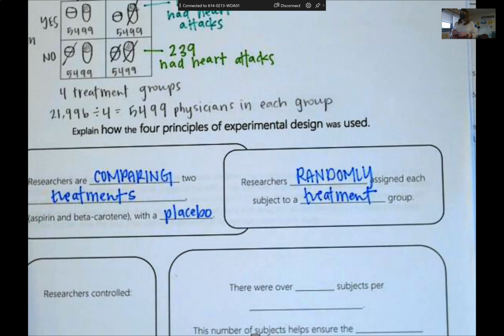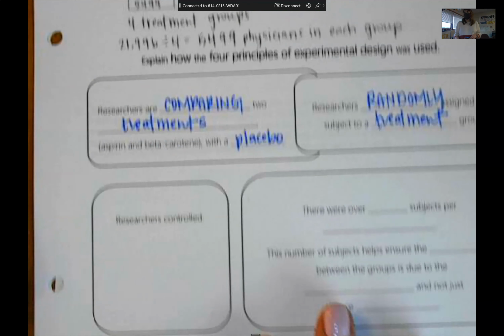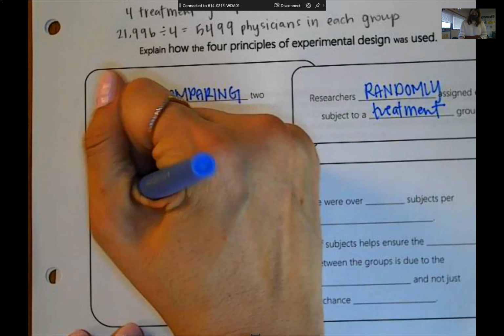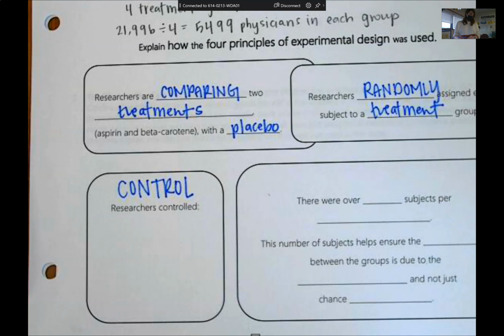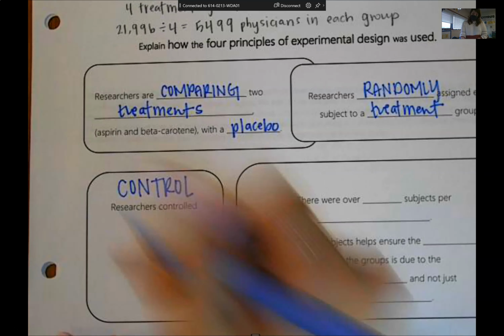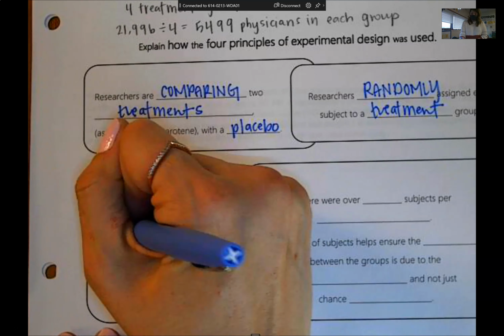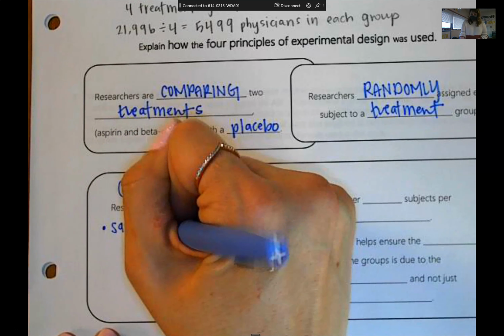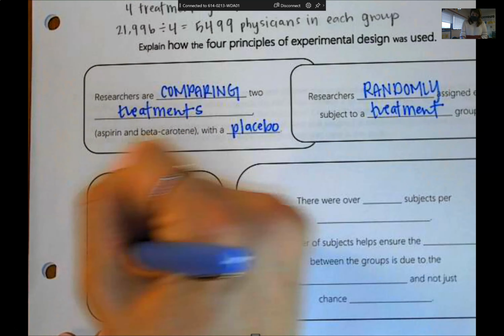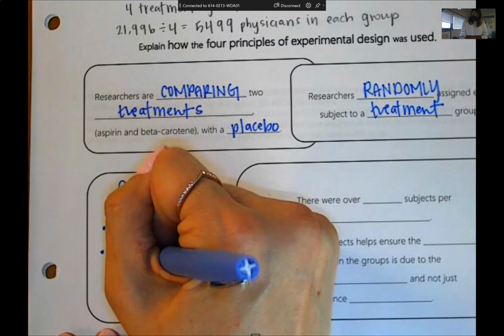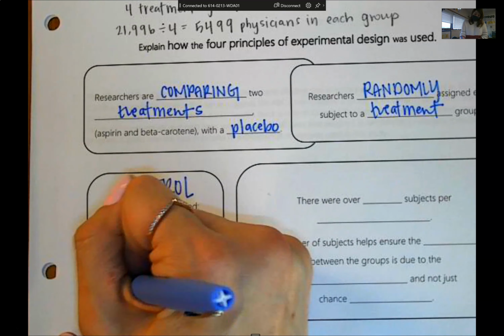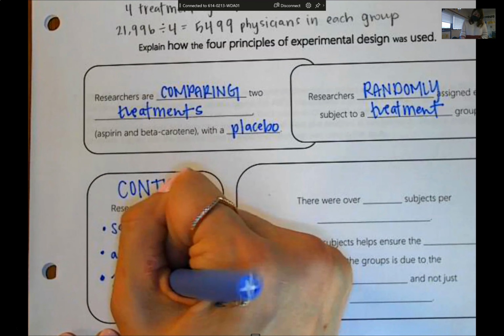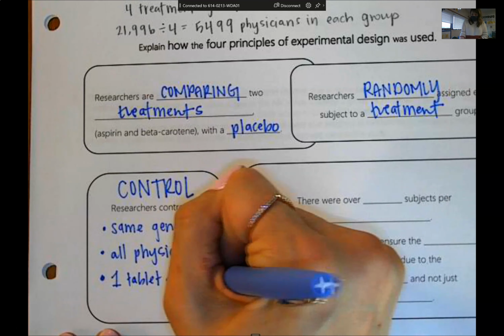So did we have comparison? Yes. Was there random assignment? Yes. This next box is control. So the researchers controlled the gender. So these guys all had the same gender. They were all physicians. They all had to take one tablet and one pill.